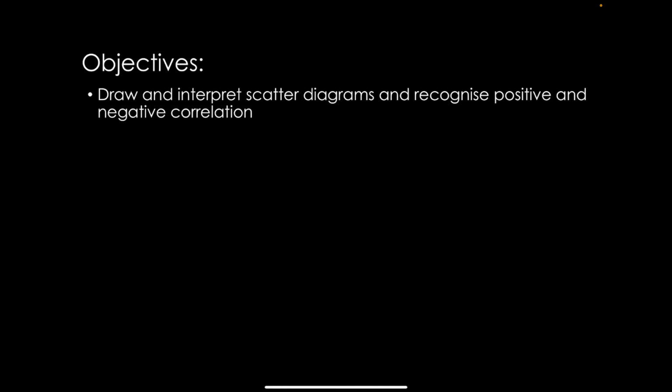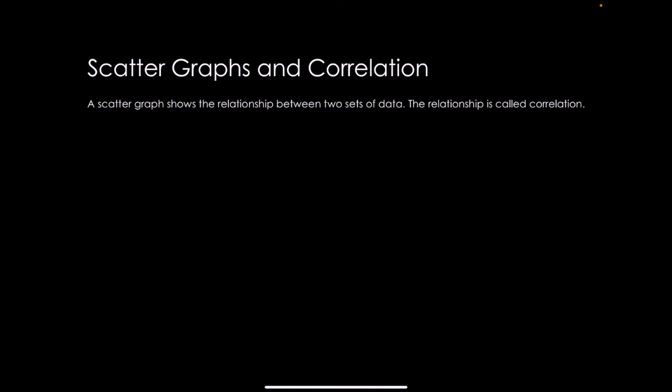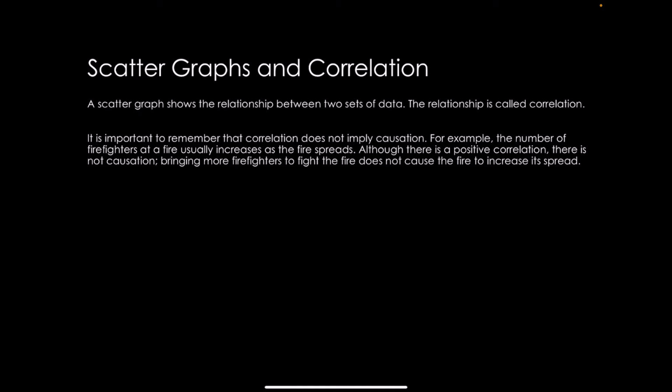In this lesson, you will need to draw and interpret scatter diagrams and recognize positive and negative correlation. So, a scatter graph shows the relationship between two sets of data. The relationship is called correlation. It is important to remember that correlation does not imply causation.